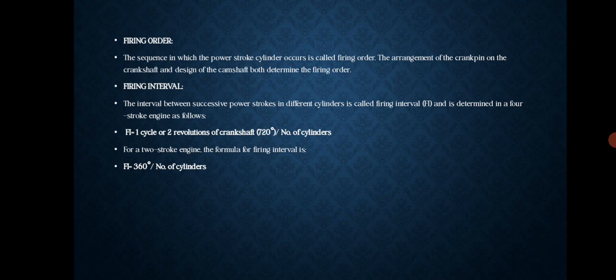The interval between successive power strokes in different cylinders is called firing interval and is determined in a four-stroke engine as follows. Firing interval is equal to 1 cycle or 2 revolutions of crankshaft, that is 720 degrees, divided by the number of cylinders. For a two-stroke engine, the formula for firing interval is 360 divided by the number of cylinders.